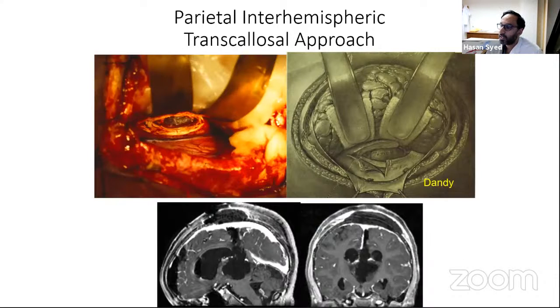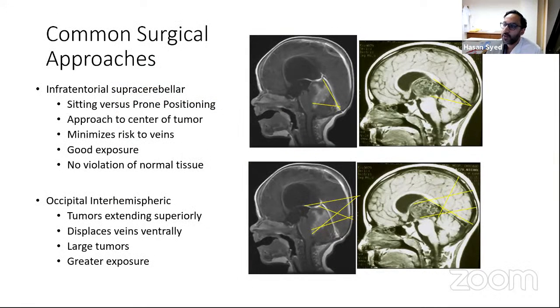A parietal transcallosal approach can be used for tumors that are more anterior as well. First described by Dandy, but these can be associated with significant morbidity in terms of disconnection syndrome, depending on how much of the corpus callosum you do take. So the supracerebellar infratentorial approach, you can do this sitting versus prone. I'm a fan of doing things, again, in a simpler way, prone.